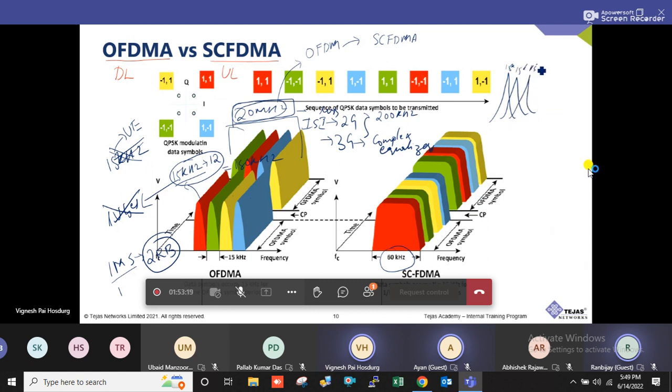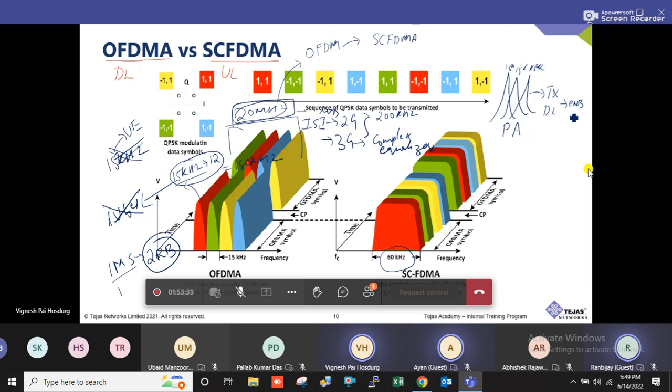So we are continuously getting 15 kilohertz here. Now, whenever this is being done by the transmitter, see, OFDMA, what does this mean? It is in the downlink direction. So who is doing this? This is done by eNode B. So eNode B is having a lot of power fluctuations here.